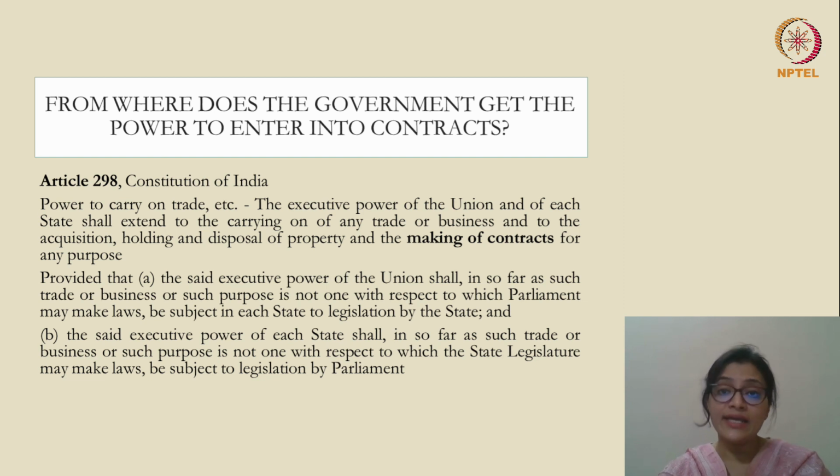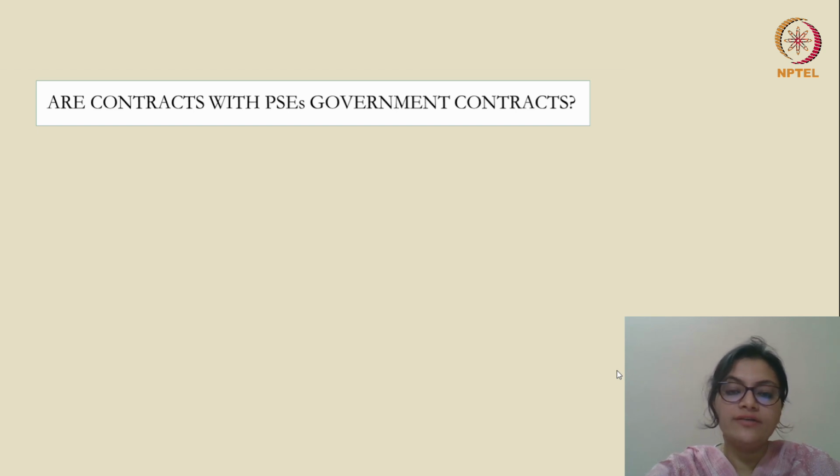So, this essentially defines or talks about the provision from where the government gets the power or the capacity to enter into contracts. The source of this power to enter into contracts lies in Article 298 of the Indian Constitution.